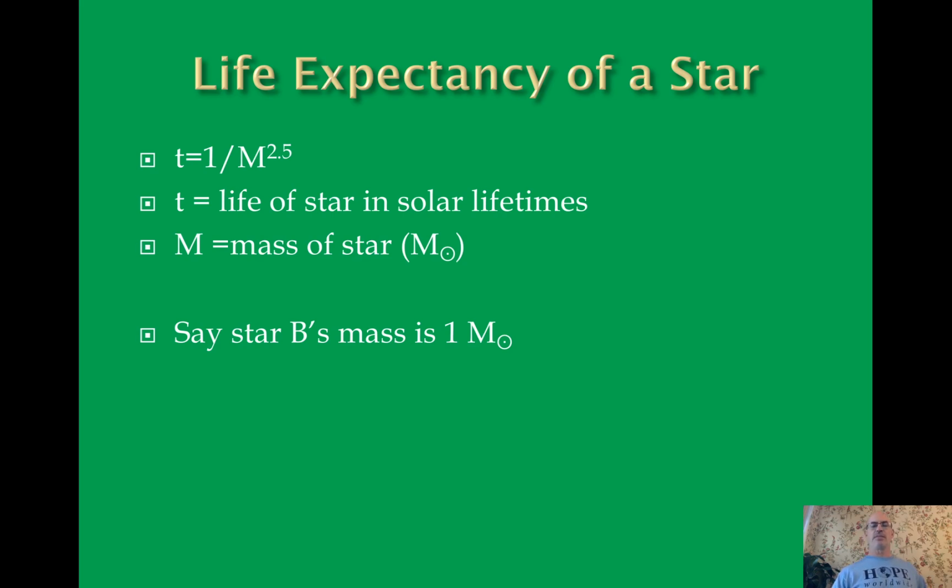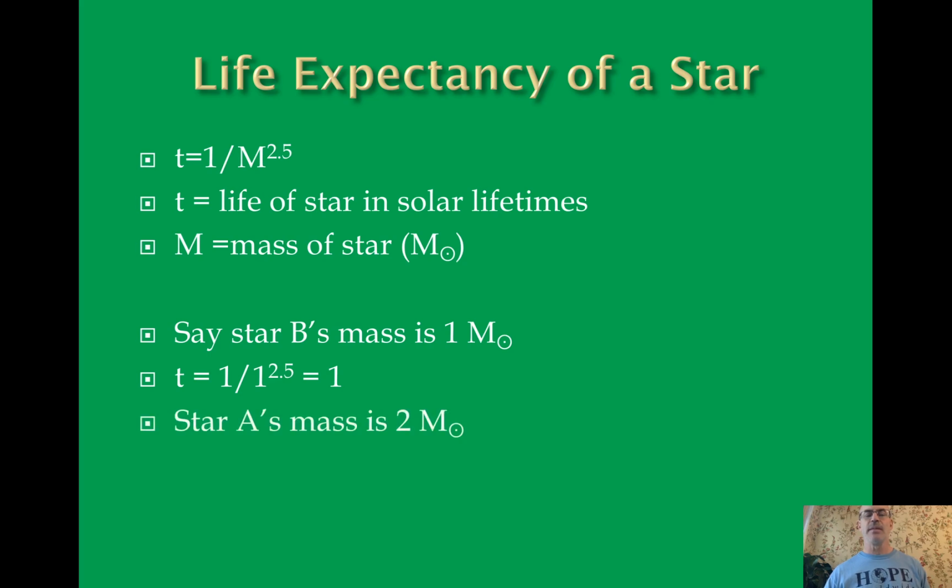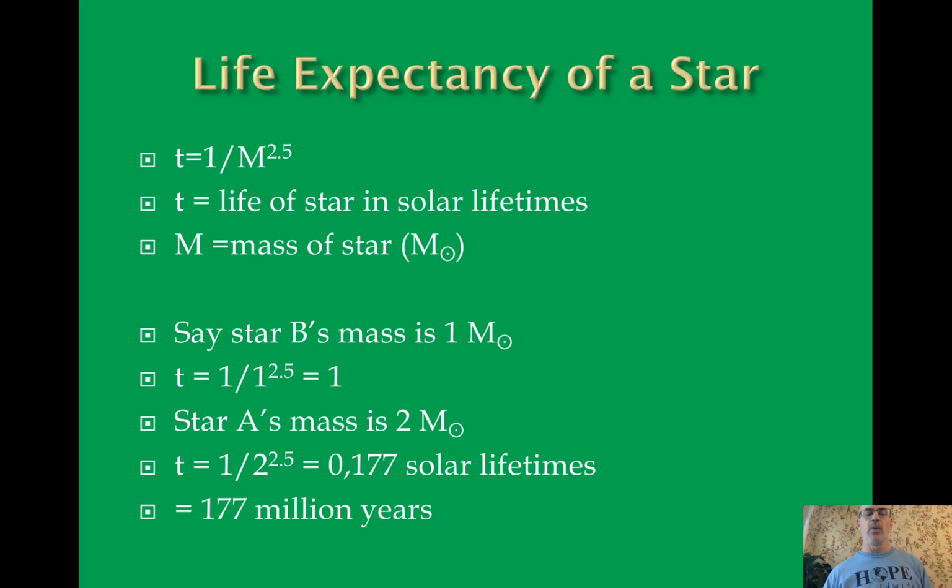And then let's say star B's mass is 1 solar mass, then its lifetime would be 1 divided by 1 to the 2.5, which is 1 solar lifetime, okay? But then let's say star A's mass is double that, then you would do 1 divided by 2 to the 2.5, which is 0.177. That should be a point, that's like a European way of doing it. So anyway, 0.177 solar lifetimes, which turns out to be about 177 million years.